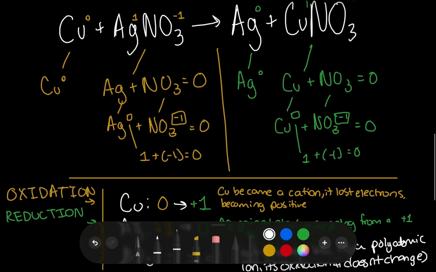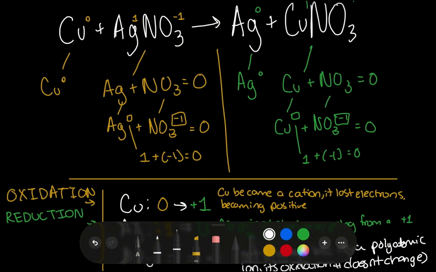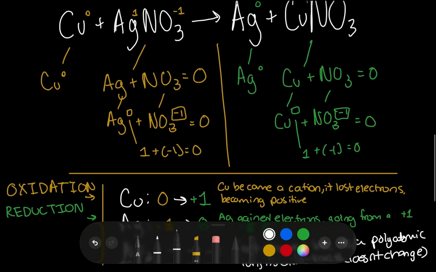Now let's get into our example, which involves copper and silver nitrate. So here we have an equation. On our reactant side, we have copper plus silver nitrate, and then the products, which are silver plus copper nitrate.